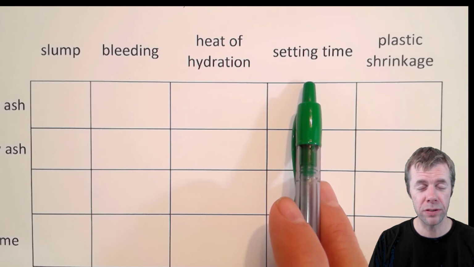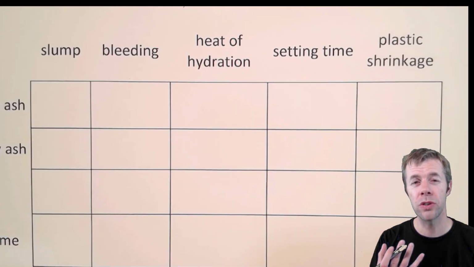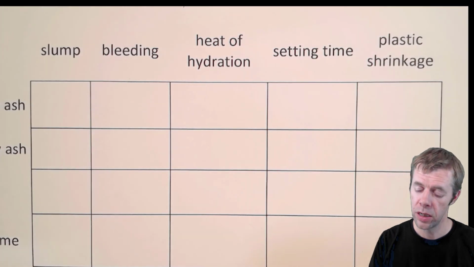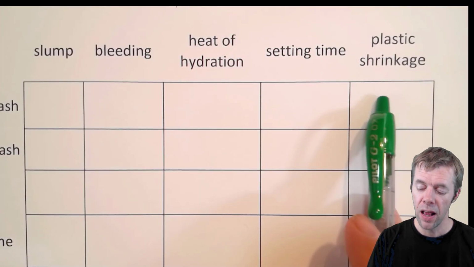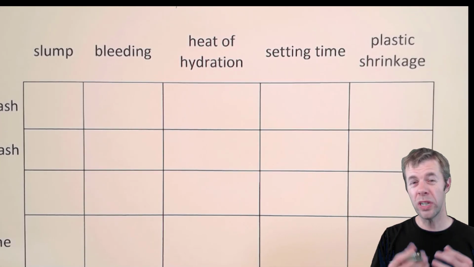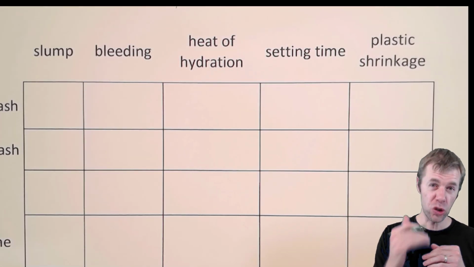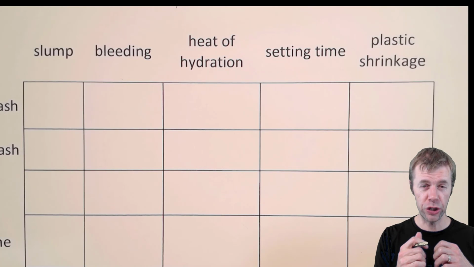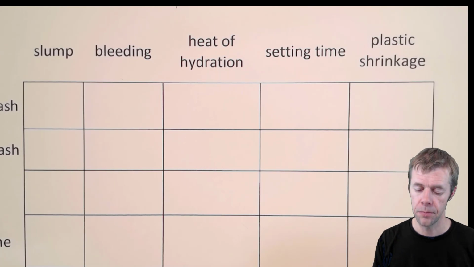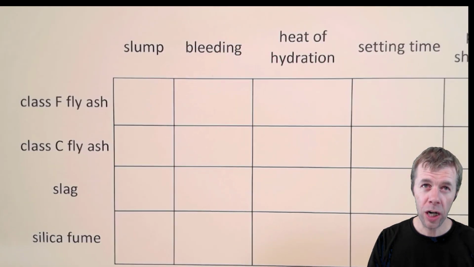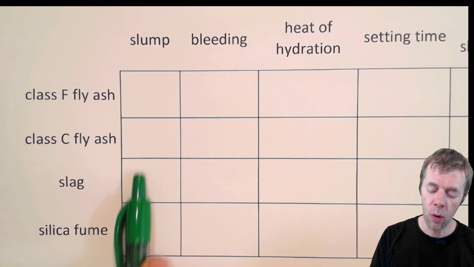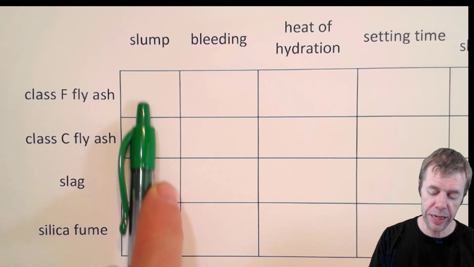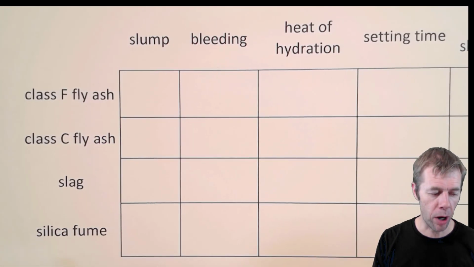How much time does it take before concrete starts to initially harden? And then plastic shrinkage cracking. That's where, when the concrete is setting, if it dries too much at the surface, it can actually shrink and crack. I'm going to talk about each one of these properties, and then I'm going to go down how every one of these SCMs affects that property.